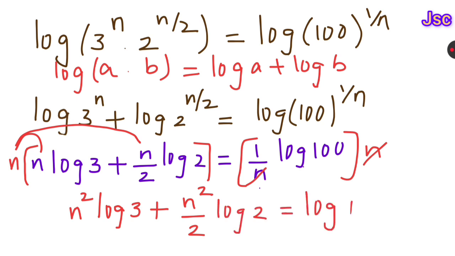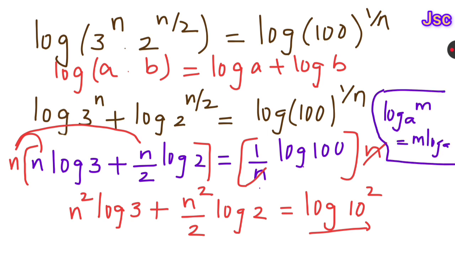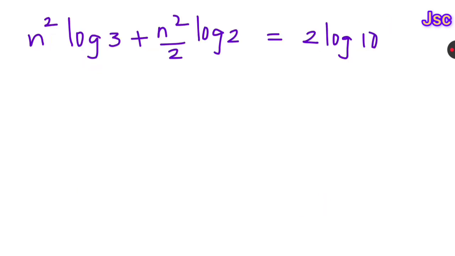Log 100 we can write as log of 10 raised to the power of 2, isn't it? Again it is in the form of log of a raised to the power of m. We can write this as m times log a. So we can write this as 2 times log 10, isn't it? And we know that log 10, the value is 1. So the right hand side turns into 2.